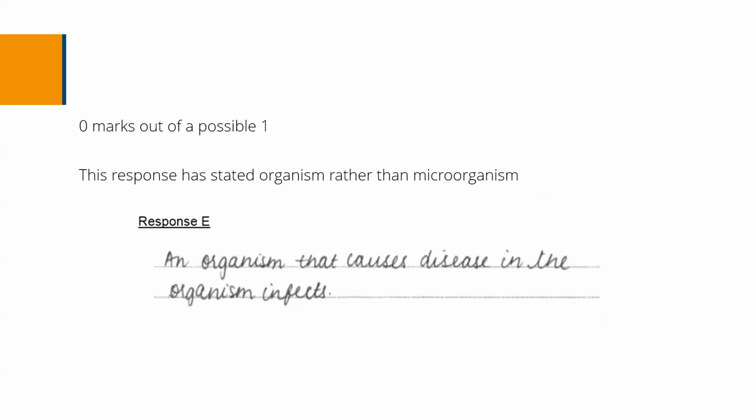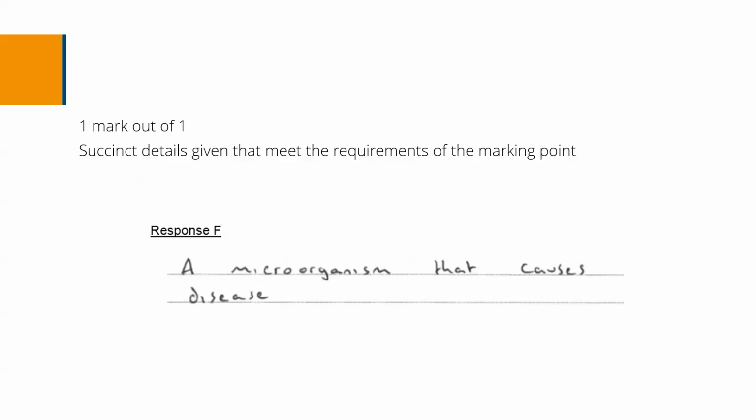So the next one says, this question is about identifying what a pathogen is. And the question is, state the meaning of the term pathogen. And there's lots of responses. So response E, an organism that causes disease in the organism itself. It says organism rather than microorganism, so it doesn't meet the definition of a pathogen there. Okay, so that doesn't get a mark. If we look at the next one, a microorganism that causes disease. Well, that's okay. That is a microorganism that causes disease is what the mark scheme says, so that gets one mark.